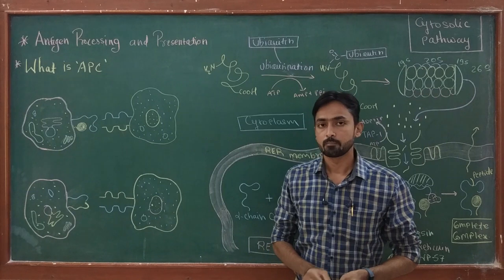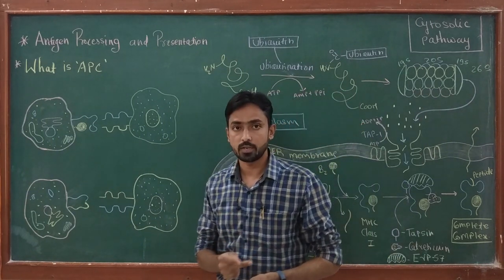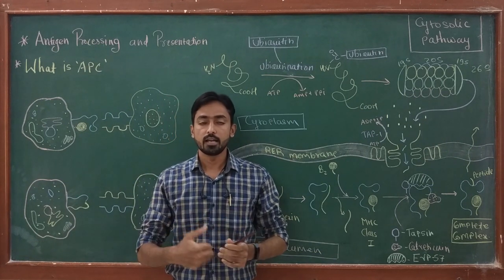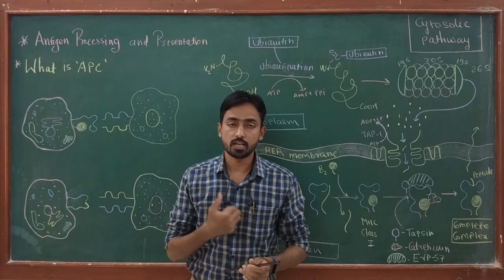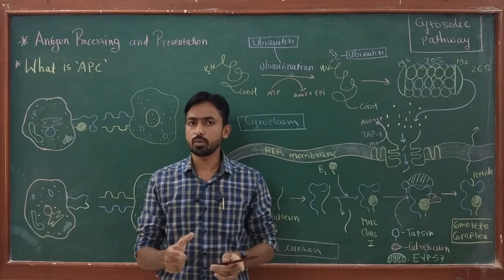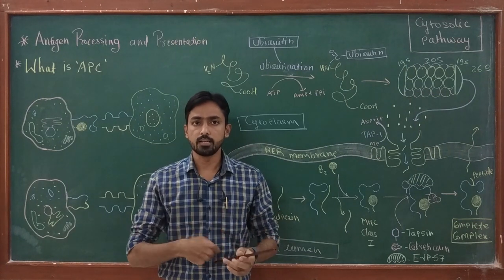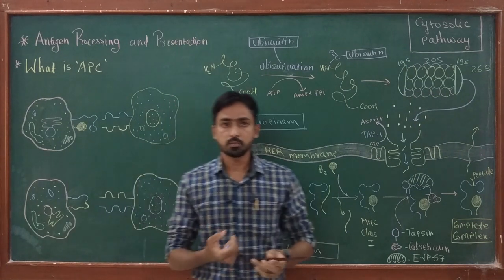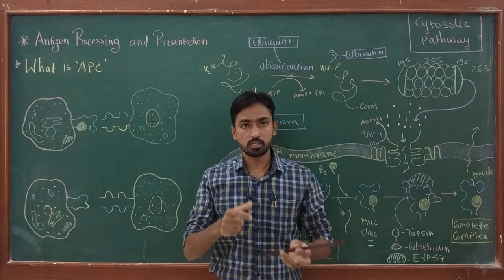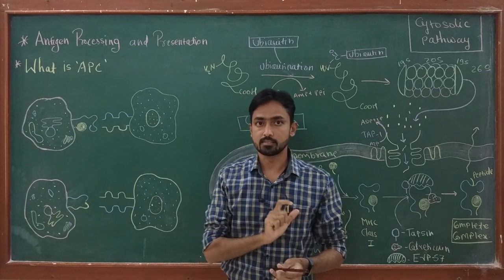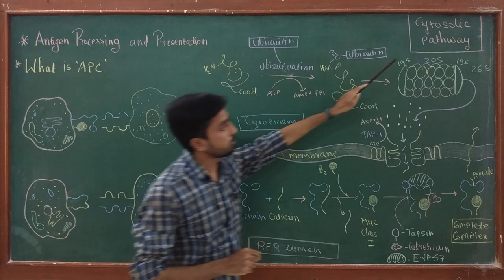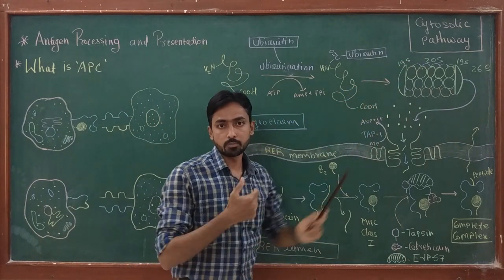In today's lecture, I am going to discuss two different pathways used by the antigen presenting cell to process and present the antigen. The first pathway is the cytosolic pathway and the second pathway is the endocytic pathway. Both these pathways occur inside the antigen presenting cell. By these pathways, the antigen presenting cell processes the antigen and presents it to either T helper or T killer cell. First, I am going to discuss the cytosolic pathway of antigen presentation.